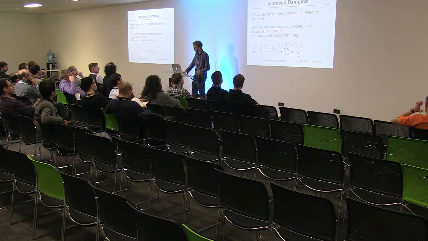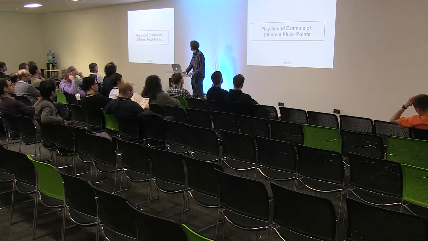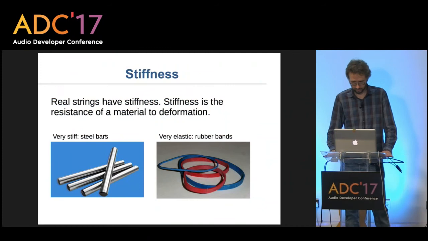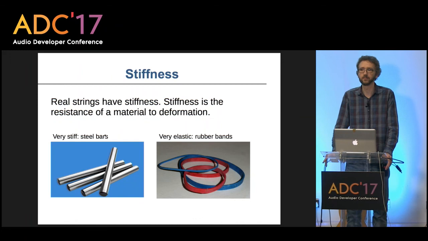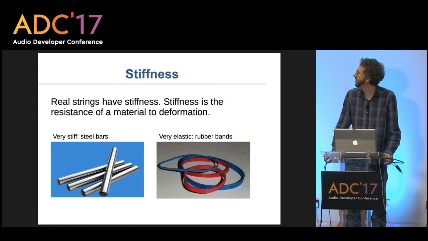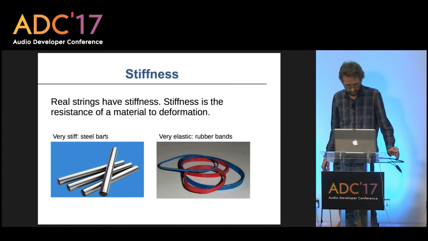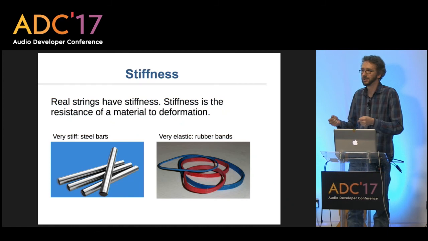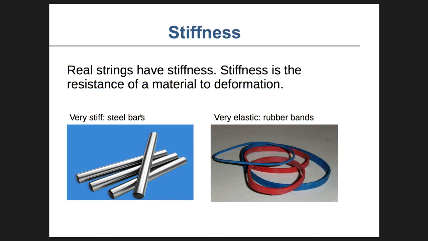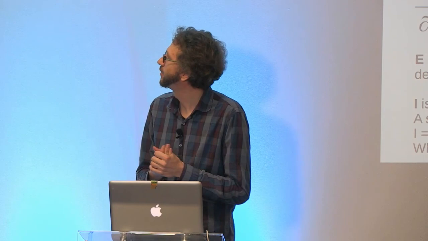Okay, so what more can we do to improve our model? It turns out that in real guitars, we have something called stiffness. Stiffness is the resistance of a material to deformation. On this picture, you can see a steel bar. It's very stiff; bending a steel bar is very hard. You can't do it. On the other hand, rubber bands are very elastic. They're not stiff at all. You can bend them very easily. Stiffness in a real string is somewhere between a metal bar and a rubber band.